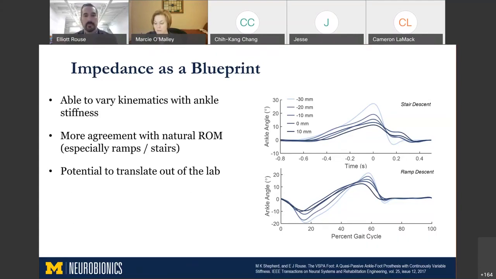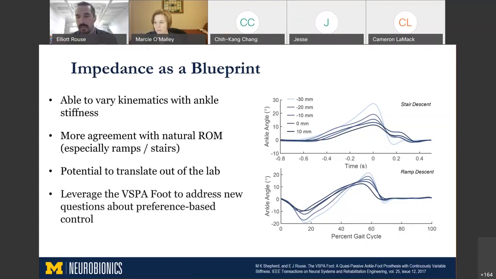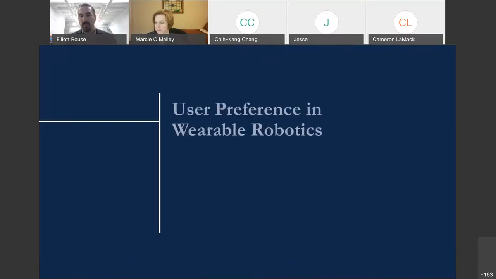And I'm very excited to see this potentially impact the lives of patients, hopefully in the next few years. So what I'd like to do now is shift gears a little bit and tell you about how we've used this new system, this variable stiffness foot, to address some pretty neat questions, I think, in preference-based control. So we're going to talk about user preference now and wearable robotics.